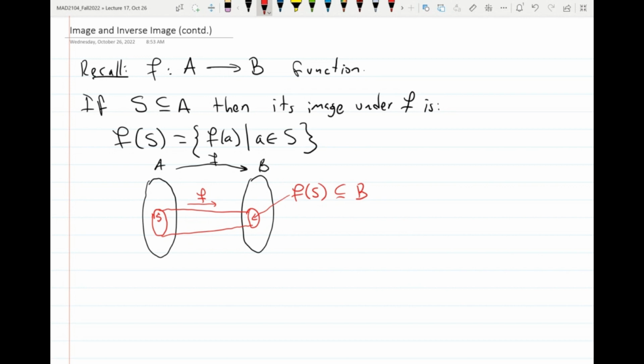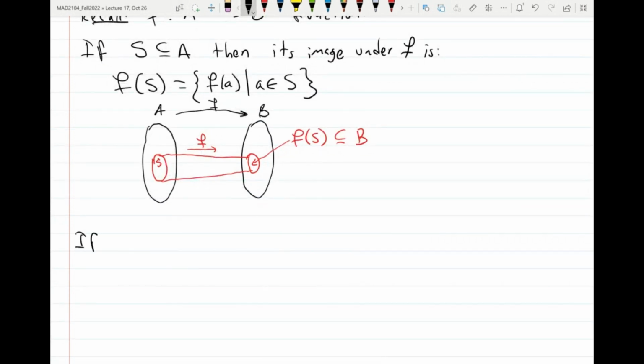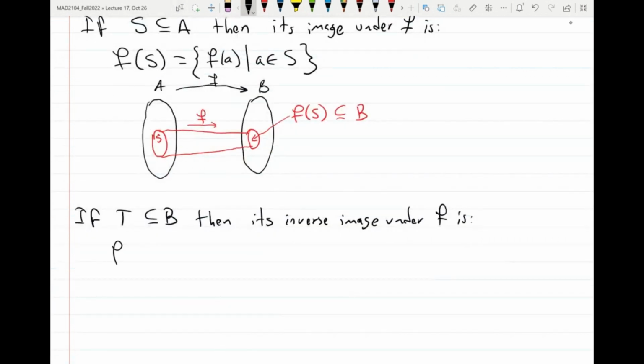Now, we can play a similar game backwards. So you can start with a subset of B, and then ask, do these elements come from anybody in A? Okay, that's basically the notion of the inverse image. In other words, if T is a subset of B, then its inverse image under F is, so the notation is, we use this kind of inverse function notation, but this is not a function, okay?